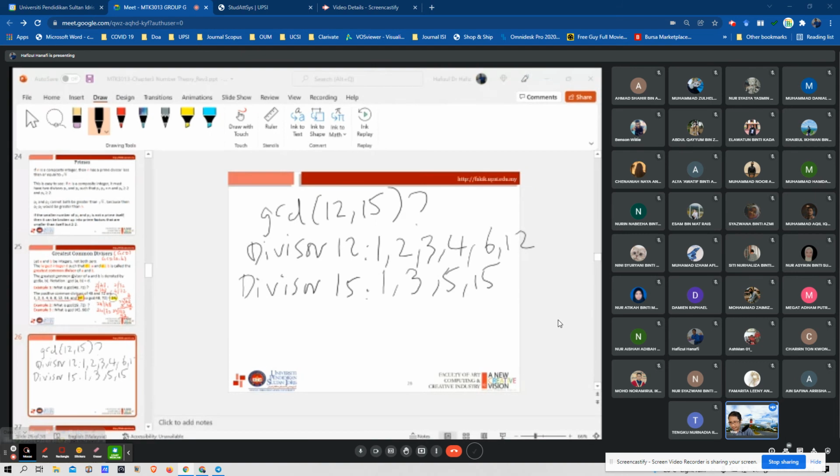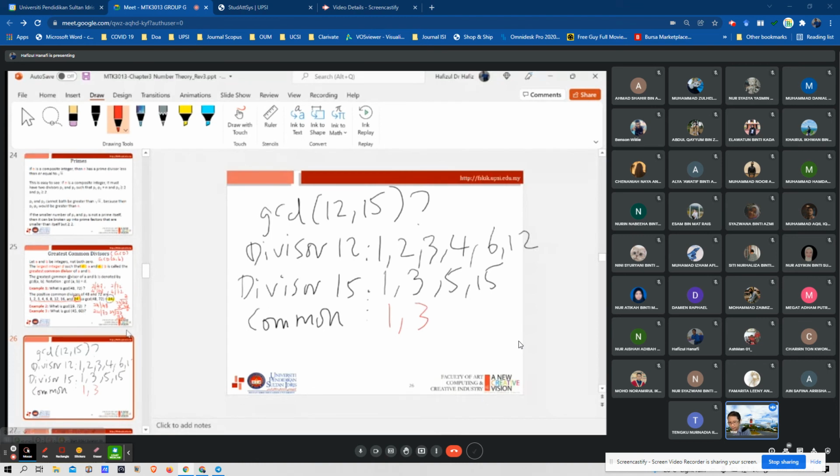Now let's see which divisors they have in common. We have 1, which divides both of them, and then 3 divides both 12 and 15. Other than 1 and 3, there is no other divisor in common. So the greatest common divisor is the largest common divisor, which is 3. We pick 3.